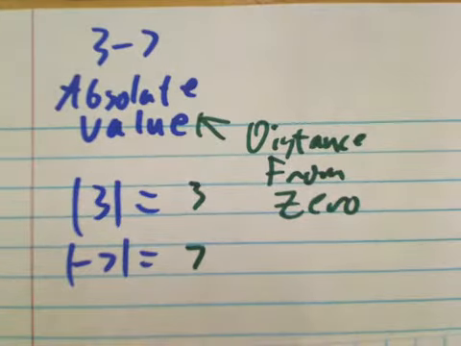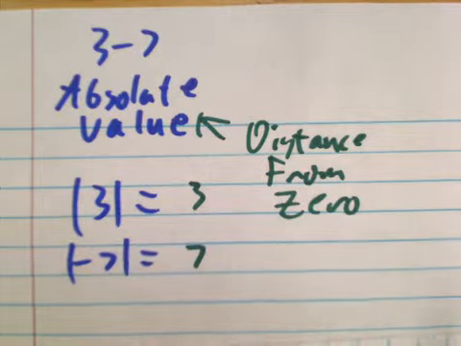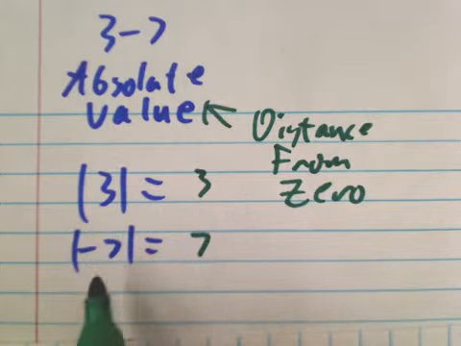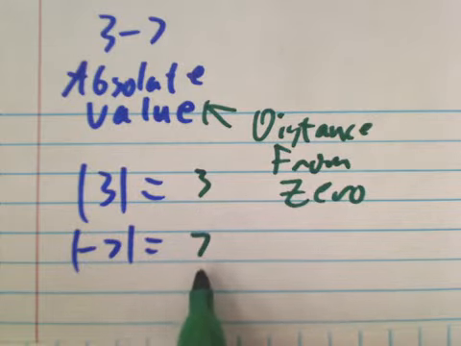Okay, this is section 3.7. We're talking about absolute value. Absolute value is the distance we are from 0. So it's actually super boring on the level that we're talking about it here, because the absolute value of 3, well, that's 3 away from 0. And the absolute value of -7, well, that's 7 away from 0. The distance, just always make it positive.